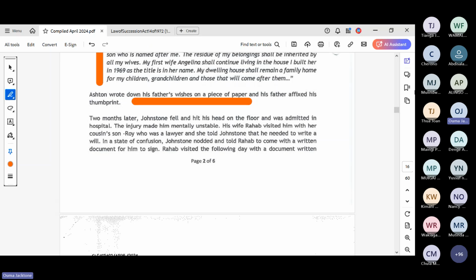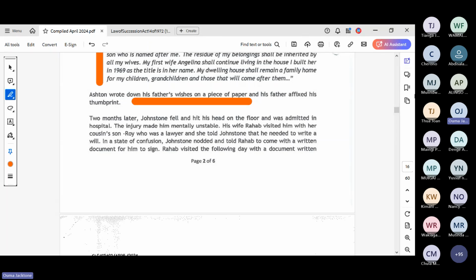The last one is the suspicious circumstance, where you are saying the will shall be deemed invalid under suspicious circumstance if the maker of the will is the sole beneficiary or receives a chunk of the properties from that specific estate, and therefore the will becomes invalid.